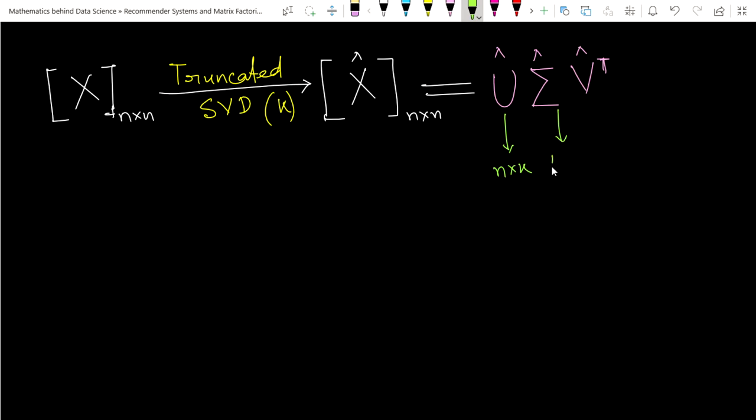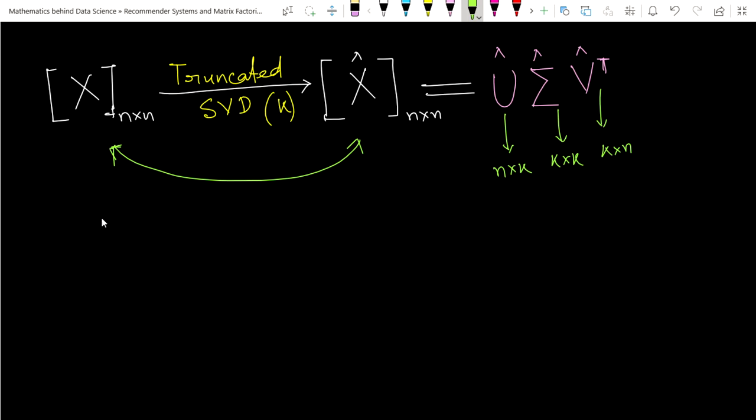Here it is k cross k. Here the dimension is b cross k. That's something we have already seen. These are the approximate values of these two. These are approximate, meaning here we have to remove those words that have not contained much information. That's something we have already seen.